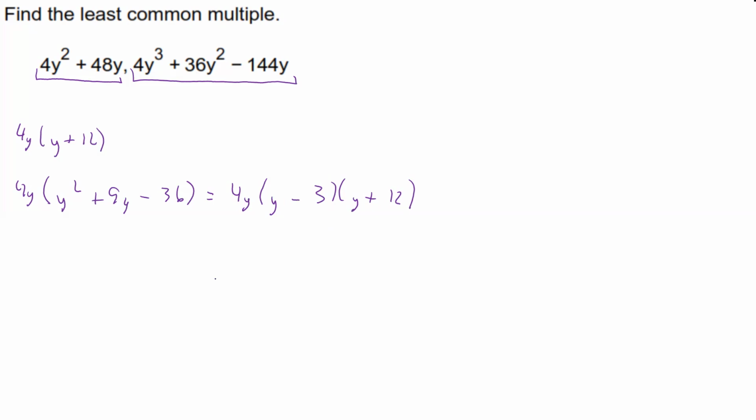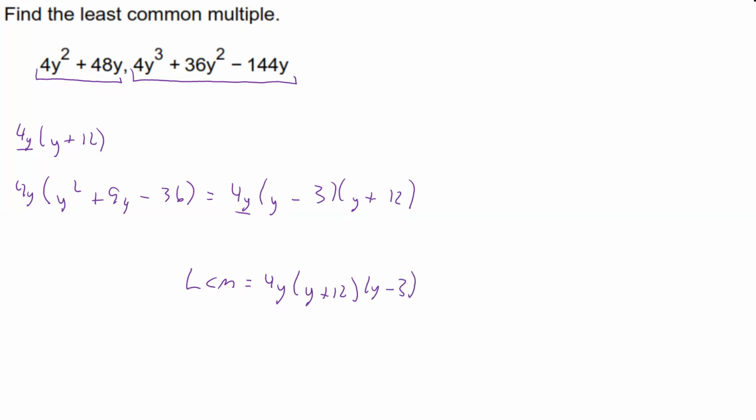So now we're looking for the least common multiple. Well, we've got a 4y and a 4y, so we know that's going to be a 4y here. Then we've got a y plus 12 once, a y plus 12 once, so it's going to be y plus 12. And then we've also got this y minus 3. And so that will be our least common multiple.